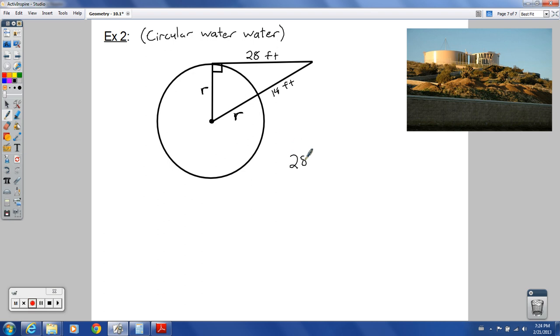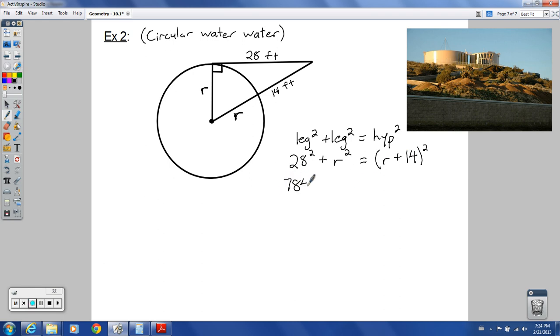You're going to have 28 squared plus r squared equals, what's the other part? The hypotenuse. Looks like it's r plus 14. It's from here to here is r plus 14. So look at that. That works out just fine. So let's write this above that. Leg squared plus leg squared equals hypotenuse squared. These were the two legs. This was the hypotenuse.